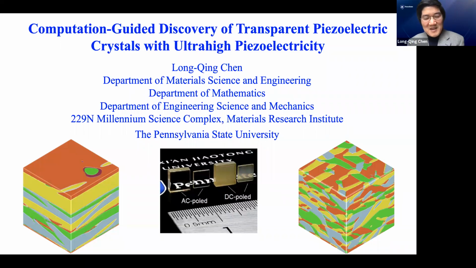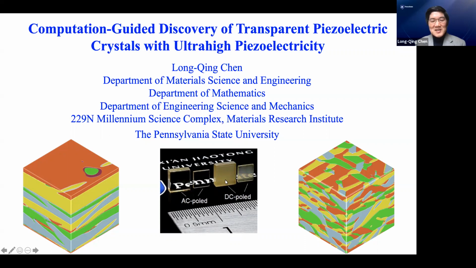is really a recent work showing how we can use computers to guide the discovery of, in this case, a transparent piezoelectric crystal, but with very high piezoelectricity. And we're actually talking about an existing crystal, but I don't know if you can see my cursor.